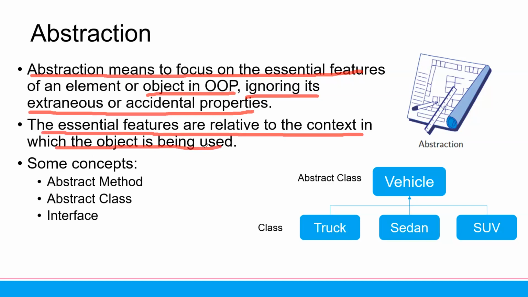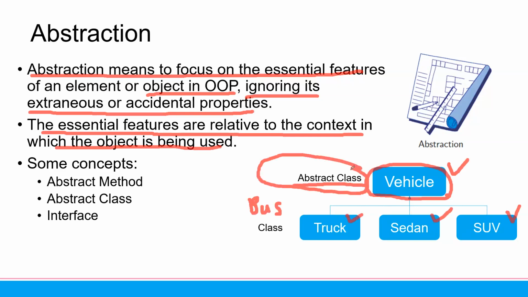So we can see something like this. We have vehicle. The vehicle class is an abstract class because there are a lot of vehicles. We can say the SUV is a vehicle. We can say a sedan is a vehicle. We can say a truck is a vehicle. We can say a bus is also a vehicle. So we can create an abstract class vehicle.